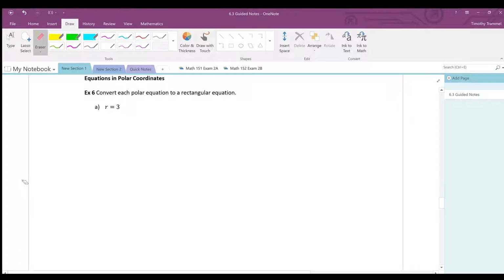Example 6, convert each polar equation to a rectangular equation. Now we're going to actually think about this logically, and we're going to also do this algebraically. Let's first think about this logically. And in order to do that, I want us to think about just the equation y equals 3.